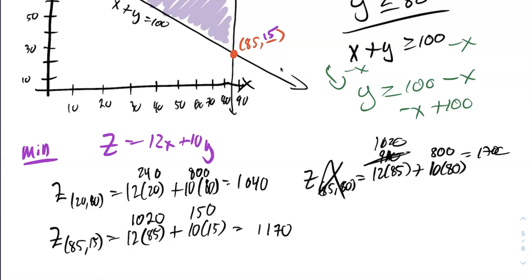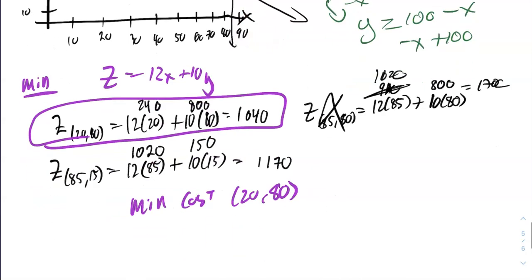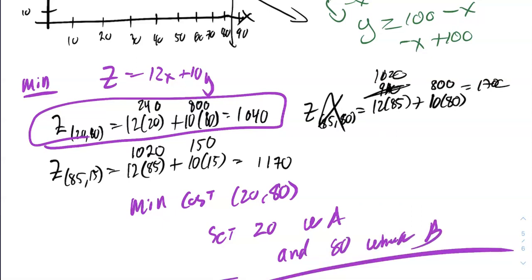So the minimum cost is right here. Min cost is 1040, which means send 20 to warehouse A and 80 to warehouse B. And that's the lesson.